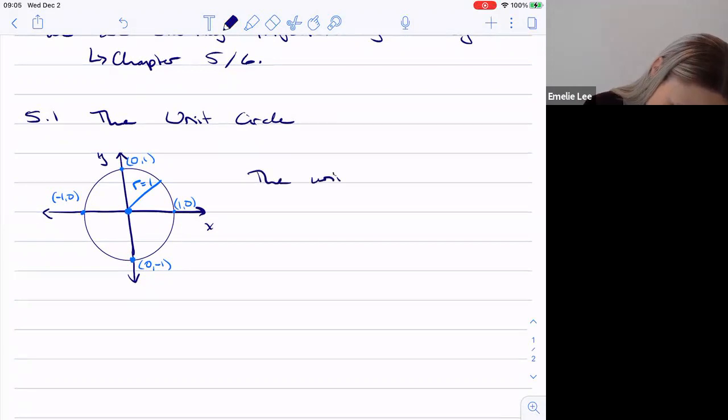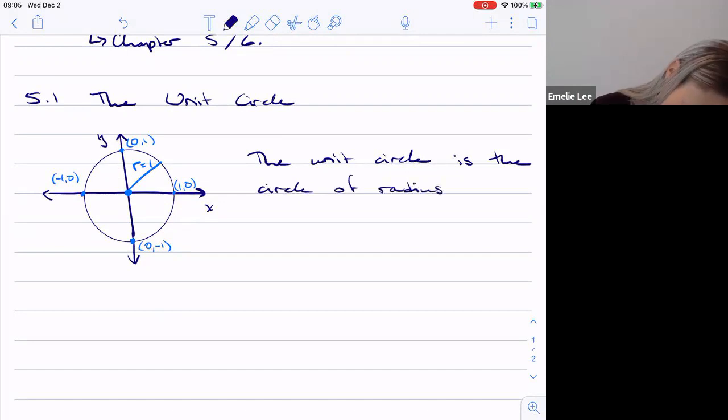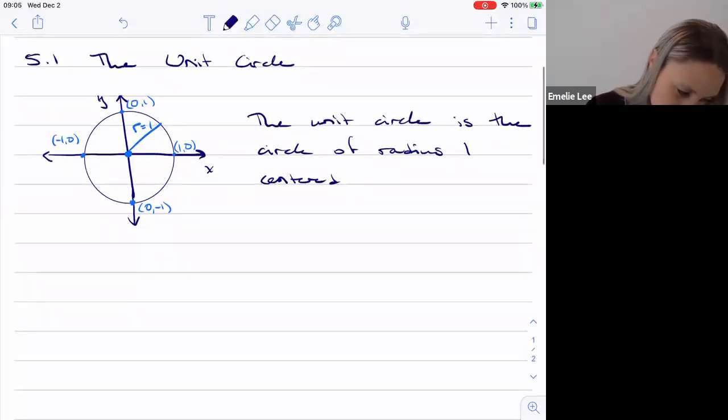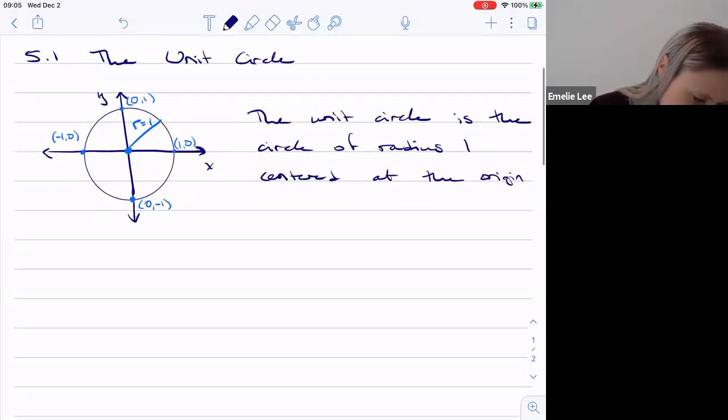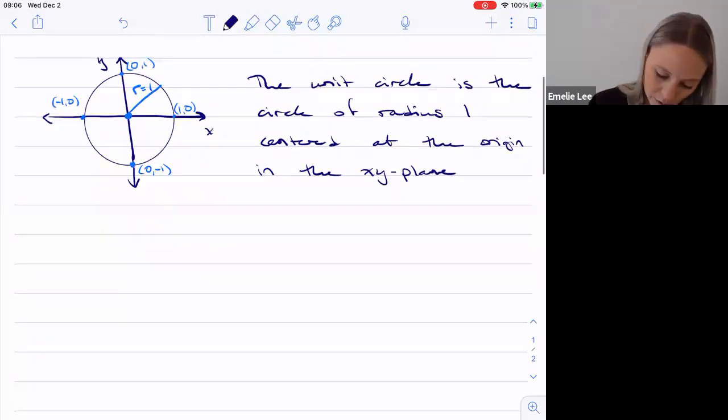The unit circle, let's just establish here, is the circle of radius 1 centered at the origin in the XY plane. Right, so that's what we drew here.